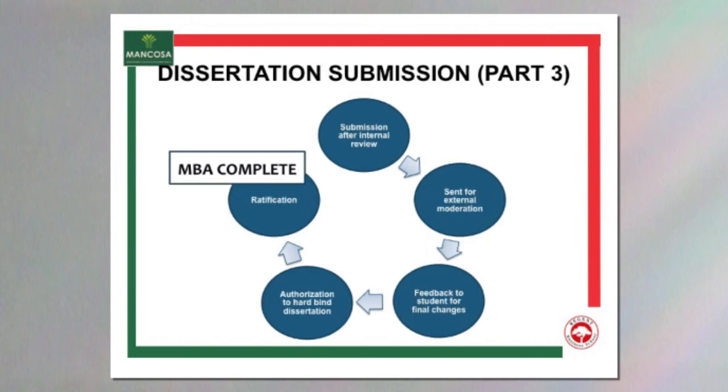The next step is that your dissertation will be sent for external examination. The examiner will once again make comments and changes on the dissertation, and it will then be sent back to you to make any final changes. If all is in order, you will then be given authorization to hardbind your dissertation, and this will need to be sent to us at the research department. Once we have received your hardbound dissertation, it will then begin the ratification process, which is when we calculate your final mark, and this is the final stage in the dissertation.